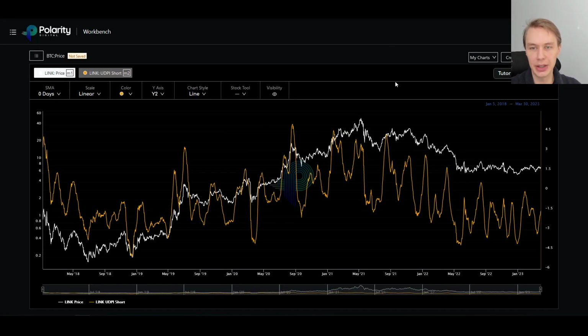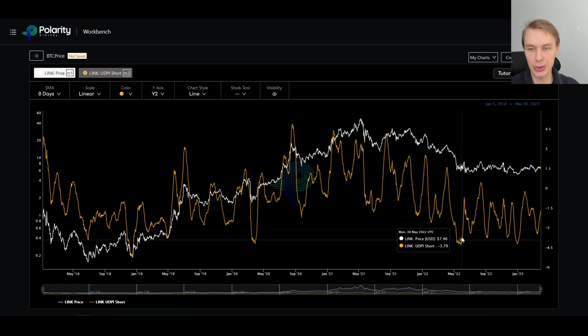Okay, so then finally to talk about Link. Now, Link is an asset that I think a lot of people have been getting quite disappointed in or quite upset with. And the reason for it is because it's basically been doing nothing for almost a year. It's just been basically stuck in a tight range for an entire year.